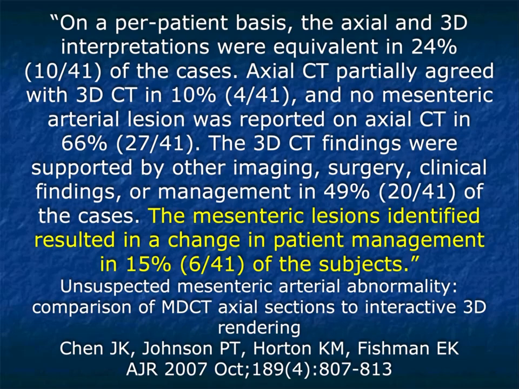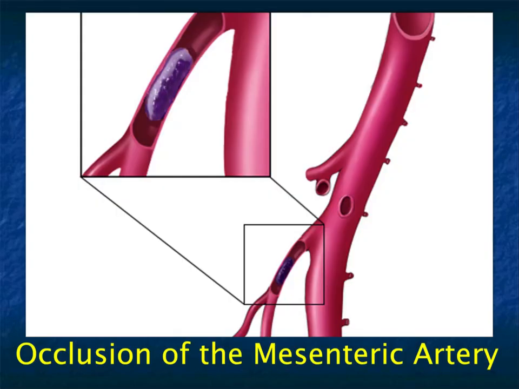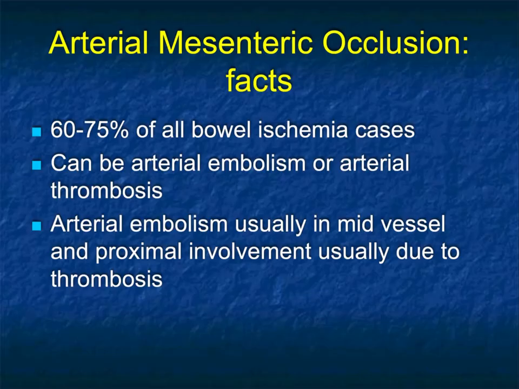In this article, the mesenteric lesions identified resulted in a change in patient management just by looking at the 3D and the sagittal views. So that becomes very, very important. I think what you need to really think about, and I said 3D mode, but I'm going to say 3D and sagittal. You need to look at that in all cases. Even if it looks normal on the axial, you need to quickly take a look at those sagittal views. It's very important. And pathology ranges from occlusion of the mesenteric artery to stenosis.